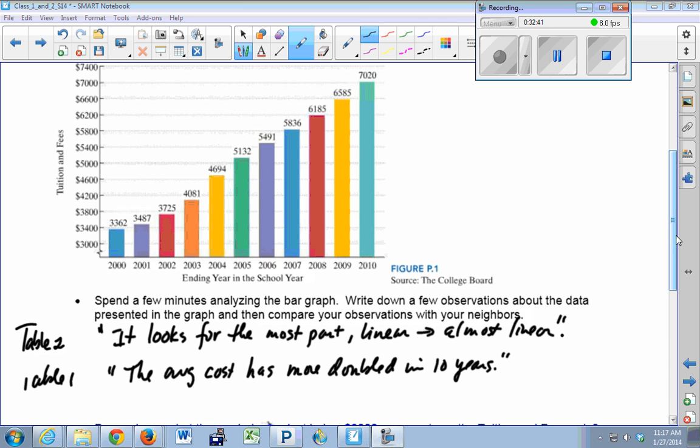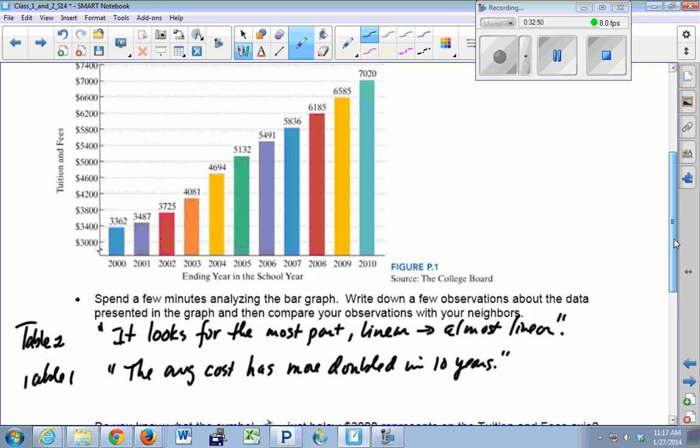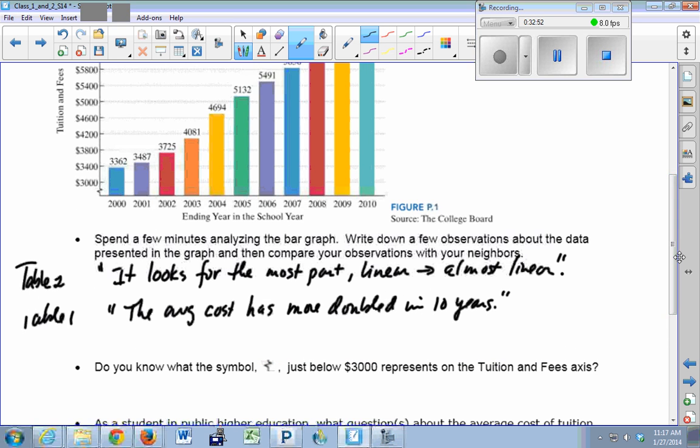Is anybody curious how I came up with that? About 7% a year for it to more than double in 10 years? Nobody's curious? Right, fine. It's going to teach you a little rule of thumb, but that's all right.